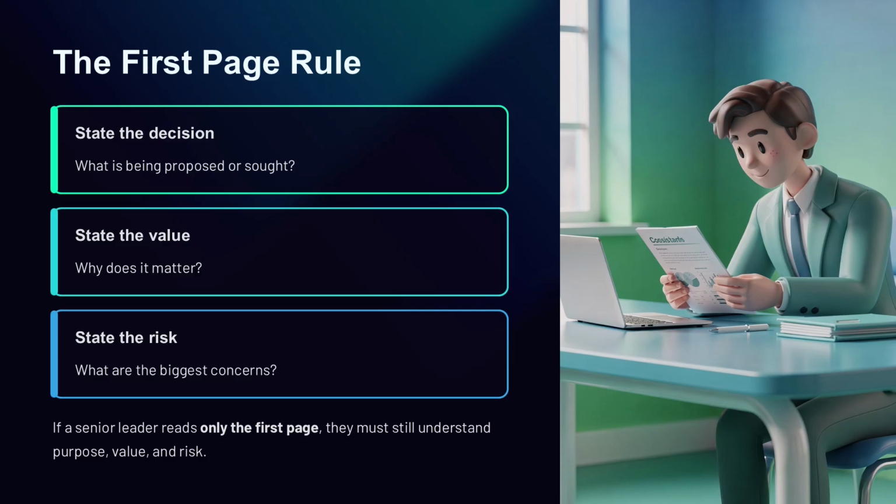With the separation set, you now adopt the first page rule that makes your documents defensible. On the first page, you state what decision is being sought or what design is being proposed, why it matters, and what success looks like. If a senior leader reads only the first page, they should still understand the purpose, the value, and the biggest risks. This is how you respect executive time and increase the likelihood that your document actually drives a decision.